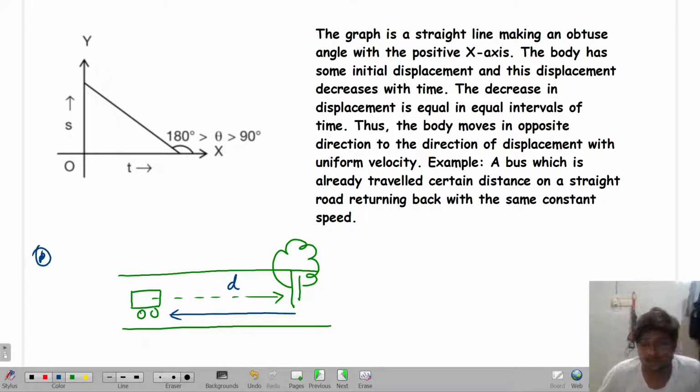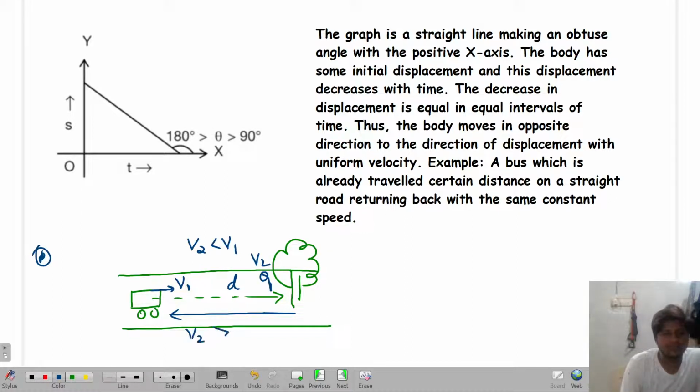Now, if someone asks you to draw the graph of it, how will you draw it? First, try to understand. It has some initial velocity v1 over here, but this velocity is going to decrease. At this point Q, velocity v2 will be there, and the relation will be v2 less than v1. But when it turns back, v1 again becomes greater than v2.